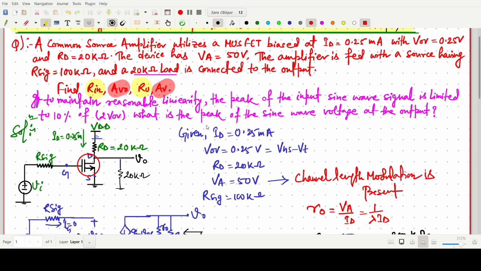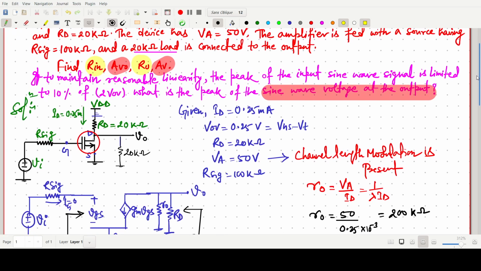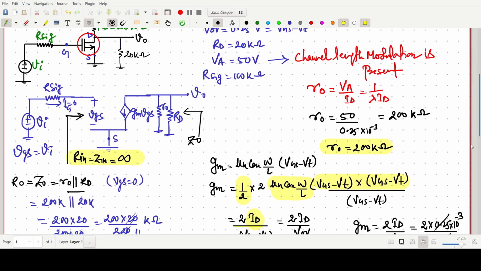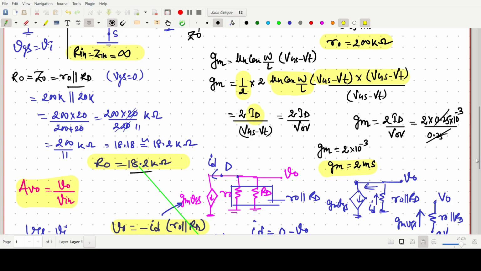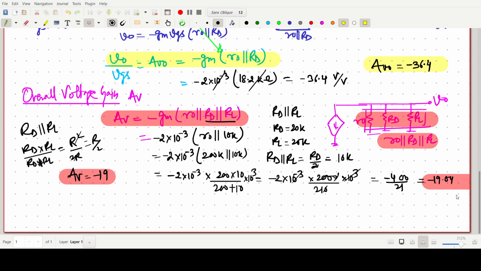Now we have to find the sine wave voltage of the output, when the input signal wave is limited to 10% of twice VOV. So what it means, input is limited to 10% of twice VOV, to maintain reasonable linearity. So we have to first write the V signal value magnitude. Now space is very less, but V signal is given as 10% of twice VOV.